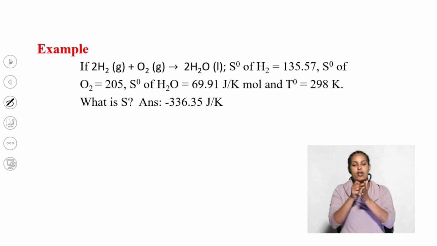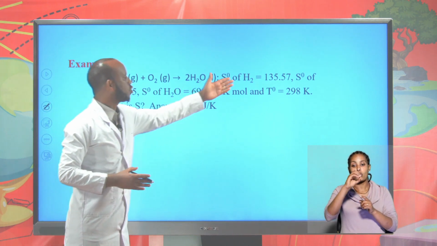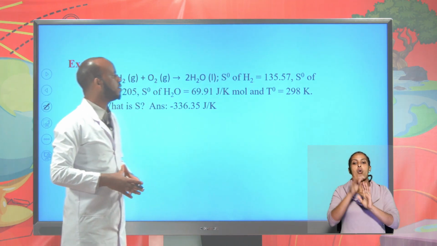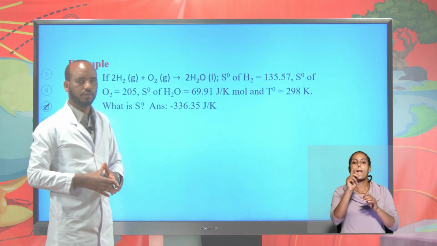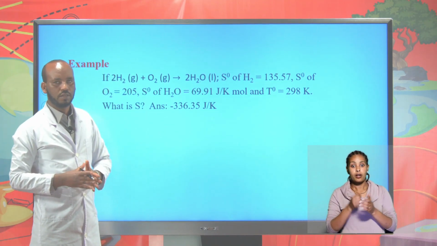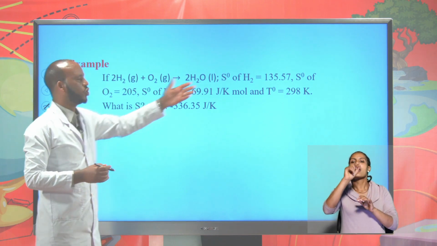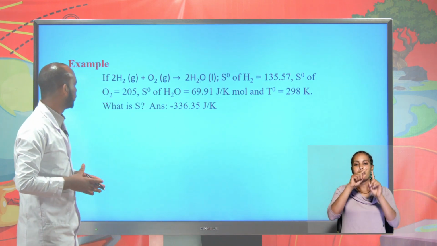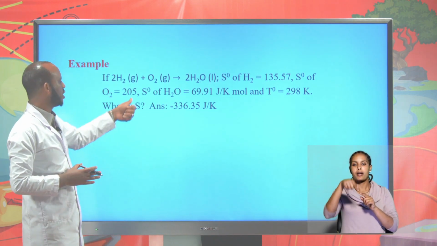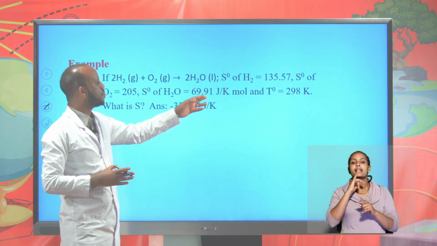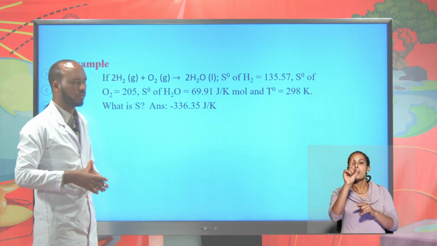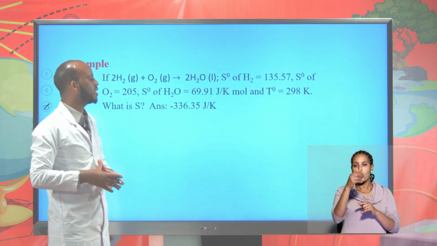For example, hydrogen gas reacts with oxygen gas to form water. The molar entropy of hydrogen is 135.57 joule per Kelvin mole. Note that the SI unit of entropy is joule per Kelvin. The molar entropy of oxygen is 205 joule per Kelvin mole. The molar entropy of water is 69.91 joule per Kelvin mole. And the temperature is 298 Kelvin.